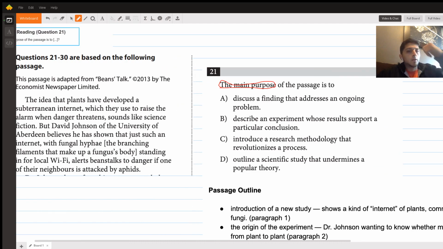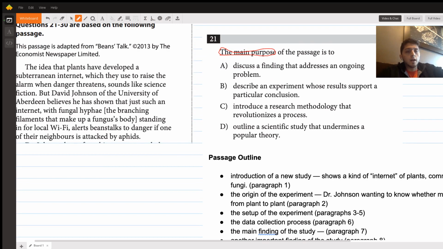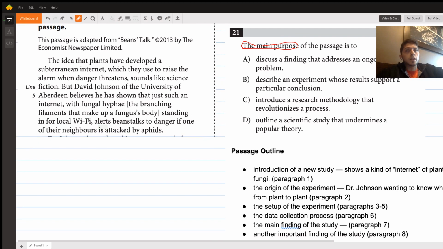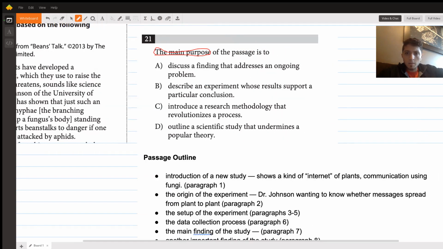The way that we have to solve this is, one, have a general understanding of what the text is about, and two, get a more specific understanding from looking at the title and then looking at the introduction to the passage. Both of these will tell us a little more clearly what the purpose of the passage is. So let's start with this.